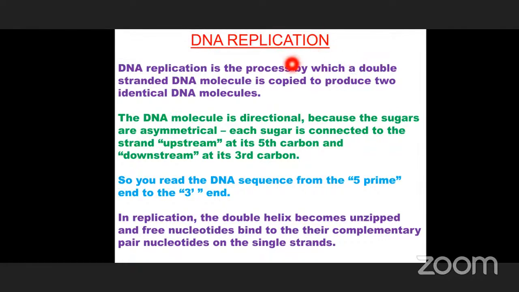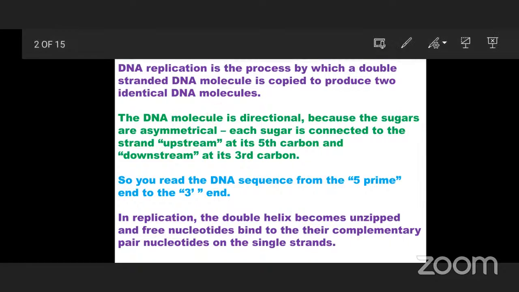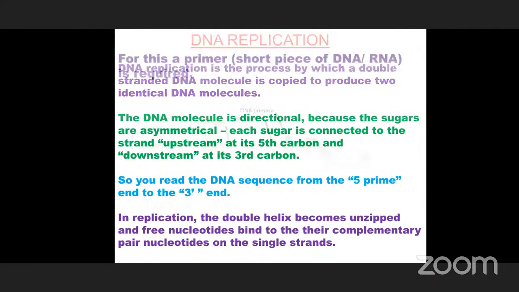What is DNA replication? The DNA molecule has the ability to produce two daughter DNA molecules. This process is called DNA replication. They are always identical to their parental DNA molecule. And this DNA replication process is catalyzed by an enzyme, DNA polymerase.